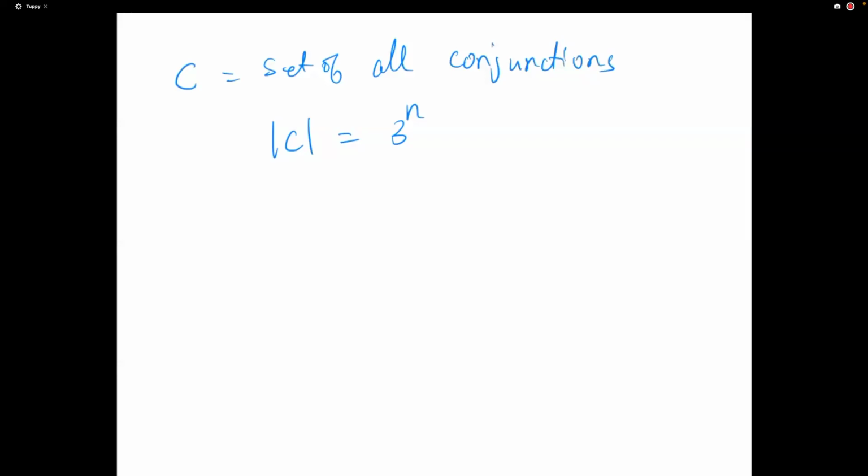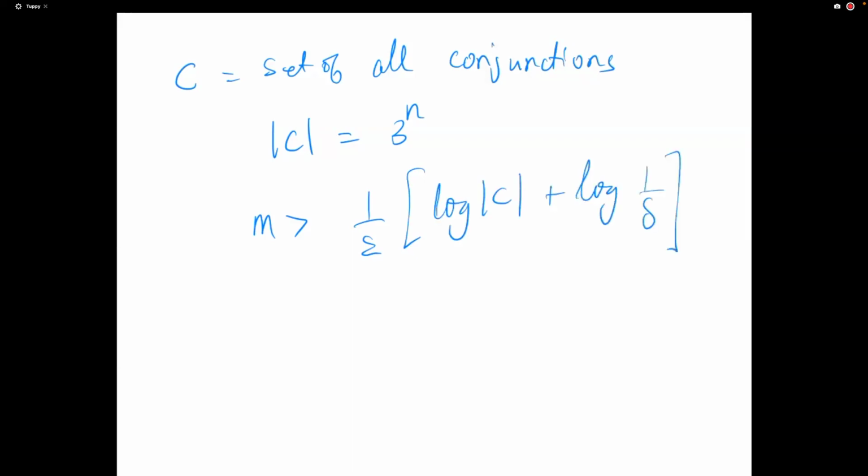And the Occam's Razor theorem says if we have m greater than 1 over epsilon times log size of C plus log 1 over delta examples, then with probability more than 1 minus delta, a classifier that perfectly explains the m examples, meaning it's consistent with the m examples, will have error less than epsilon.